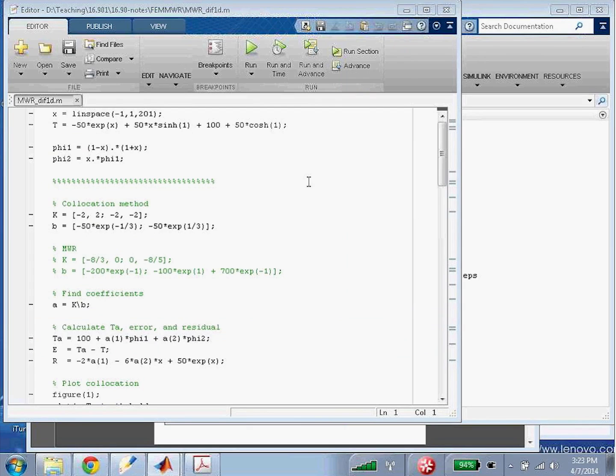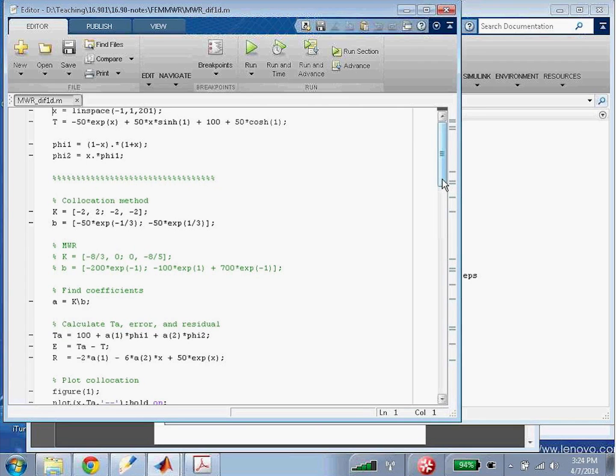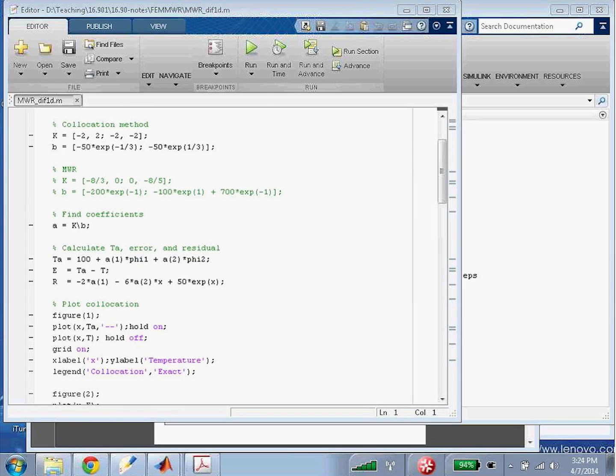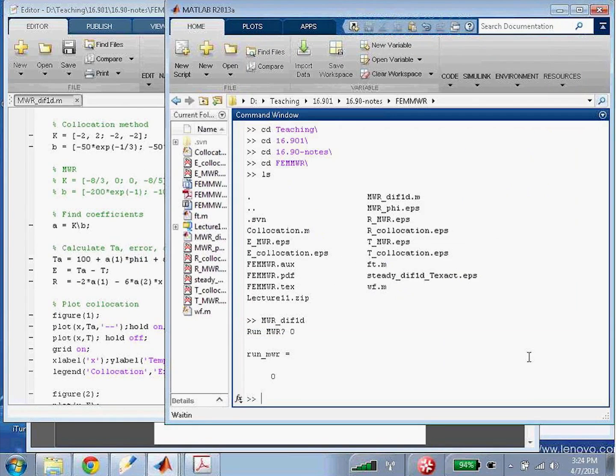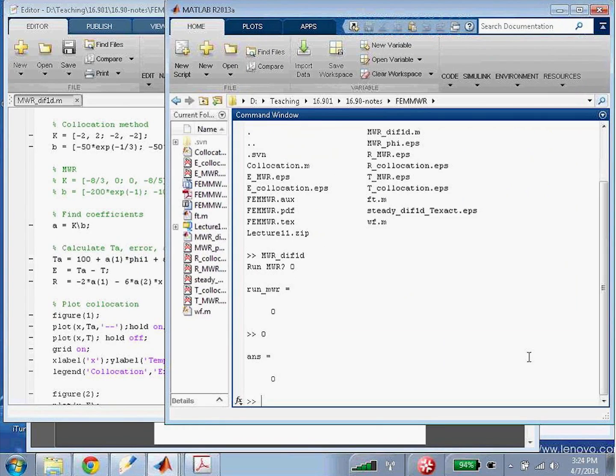There are the two basis functions. Phi1 is 1 minus x, 1 plus x. Phi2 is x times that, the cubic. And the collocation method just gets implemented here. It's kind of hardwired because all the derivations have been done offline. But let's just run this. We won't run that yet.